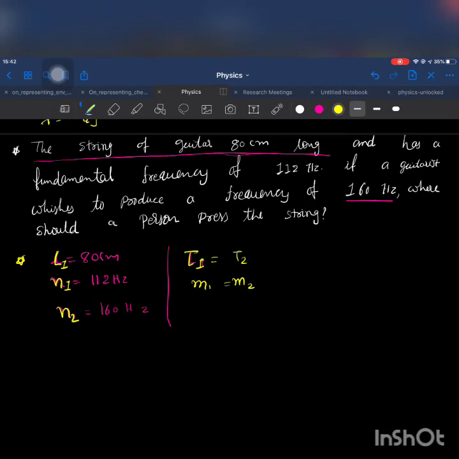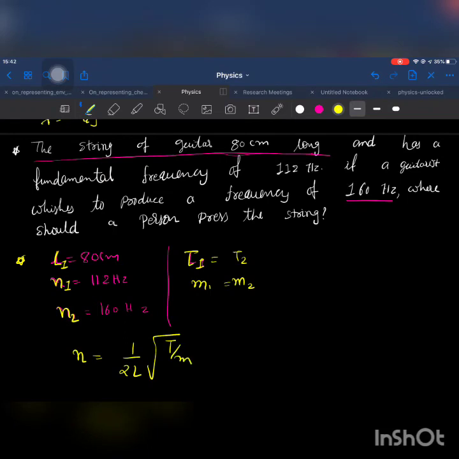Now what is the fundamental frequency in this case? So it is 1 by 2L root of T by M. So it's a simple equation. Okay. Now if I just write this for the two different frequencies, it is actually N1 is equal to 1 upon 2L1 times root of T by M. Why am I writing T by M? Because T1 is equal to T2.